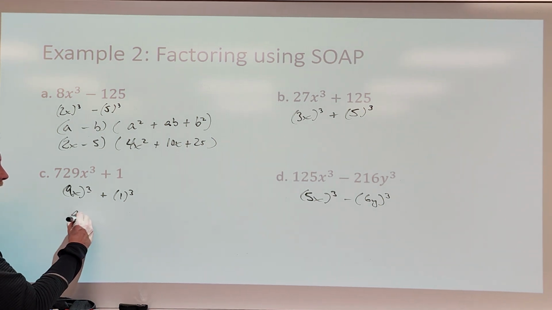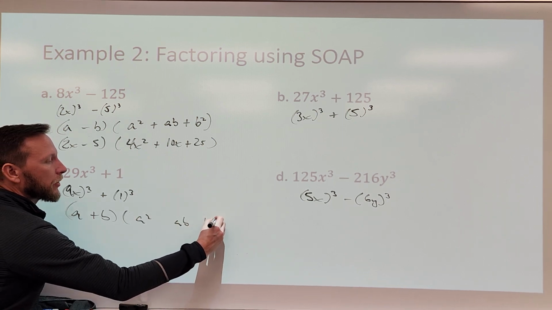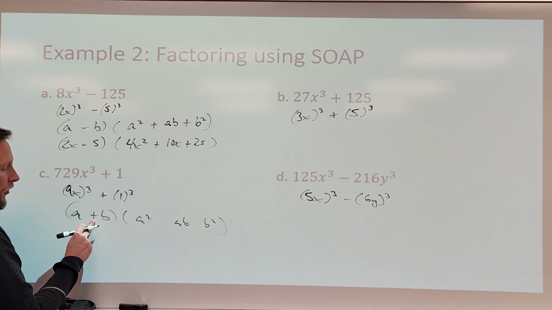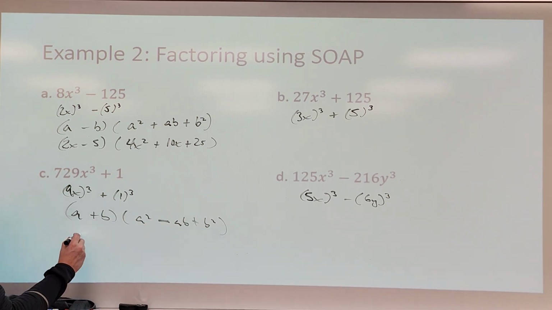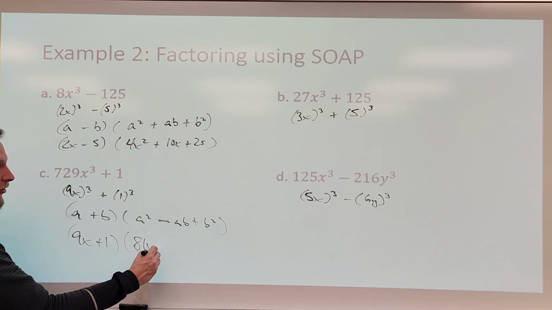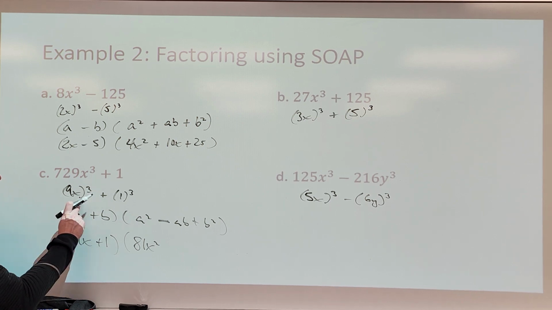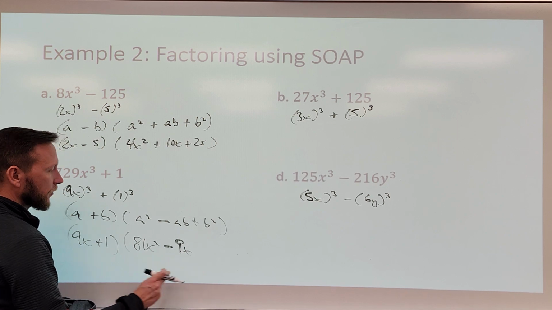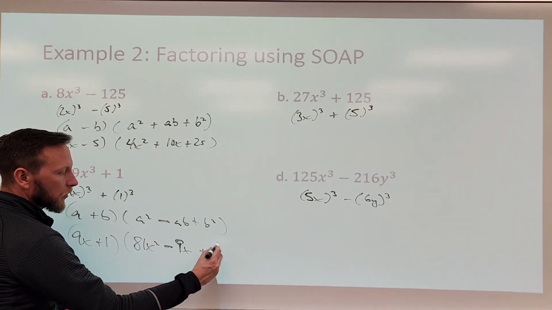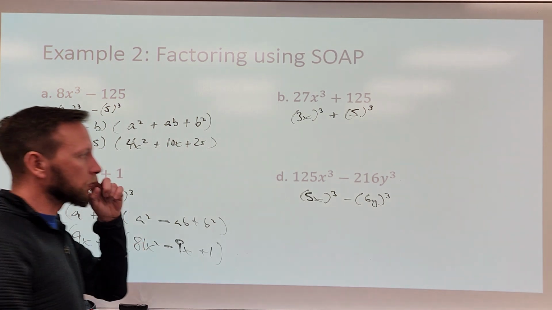We are going to have, again, A plus B. We've got A squared, AB, and B squared. We're going to have the same sign, the opposite sign, and then always positive. So I've got 9x plus 1. 9x squared is going to be 9x times 9x, or 81x squared. 9x times 1 is negative 9x. And then 1 times 1 is 1. That's it. Don't make this difficult.